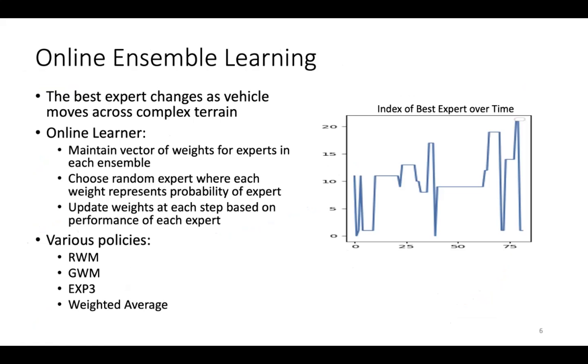It was found that the optimal expert is never consistent, and it changes as the vehicle moves across the terrain. So we set up an online learner using the ensemble. A vector of weights is maintained, and the learner chooses which expert to use by using these weights, where each weight corresponds to the probability that it will be chosen. Before the next step, the weights are updated based on the individual performance of each expert.